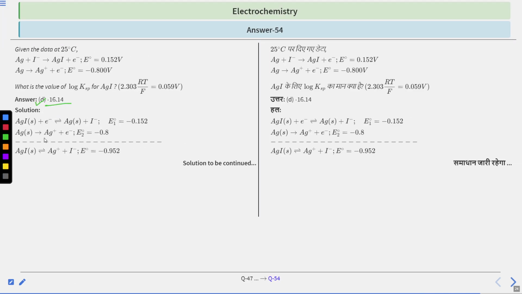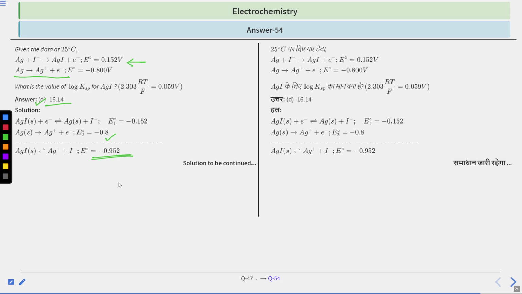So what we do, we just write the reverse of this reaction. So E naught will also get reversed, plus becomes negative, and we take this reaction as it is, and E naught will also be as it is. We just add them, so it will be AgI giving us Ag positive plus I negative, and E naught we also add them, it will be minus 0.952.